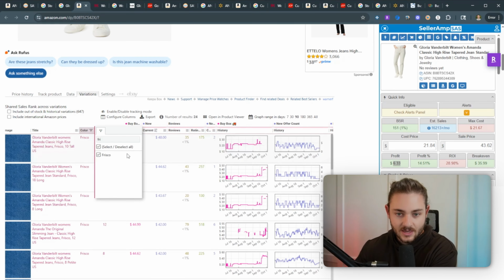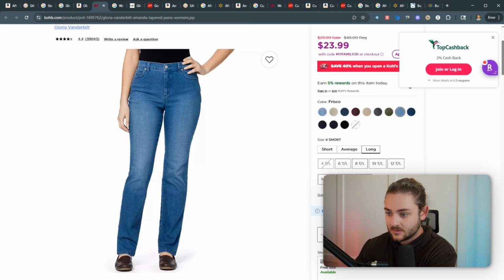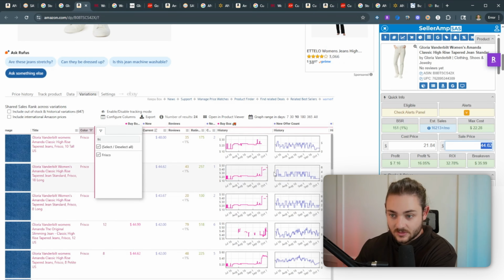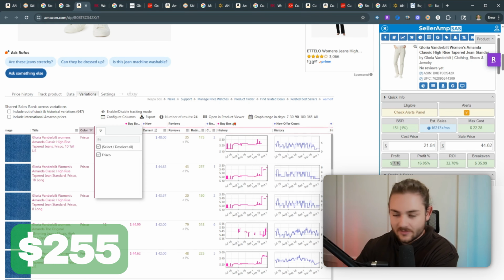So this is 48. Okay, these are good as well. So 44.62 on the 18 long right there. Let's see, long. Yeah, so we have the 18 long, perfect. So let's go ahead and buy another 10 units of those at 44.62. Let's add 70 bucks in profit to our challenge here.